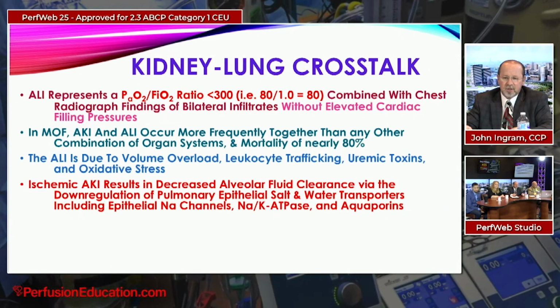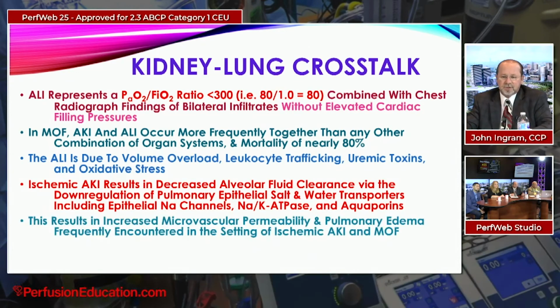Ischemic acute kidney injury results in decreased alveolar fluid clearance in the lungs via the downregulation of pulmonary epithelial salt and water transporters. These include the epithelial sodium channels, the sodium-potassium ATPase, and the aquaporins, which are water channels. All of these happening in the lung, most of them at the alveolar level, lead to an imbalance in keeping the lung dry. When all of these are dysregulated, you get pulmonary edema. This results in increased microvascular permeability and pulmonary edema, frequently encountered in the setting of ischemic AKI and multi-organ failure.